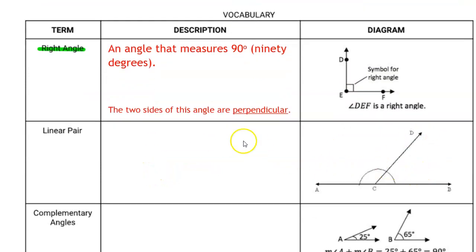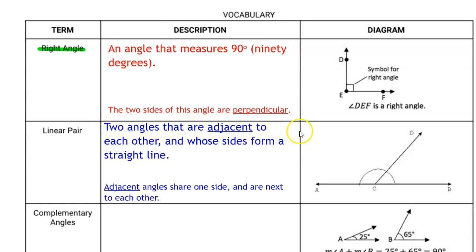A linear pair is another different definition, which you'll see right now. Now, linear pairs are two angles that are adjacent to each other and whose sides form a straight line. You can see that straight line here from A to C to B. There's your straight line. As a quick note, adjacent, that word means next to each other. Adjacent angles, they share one side.